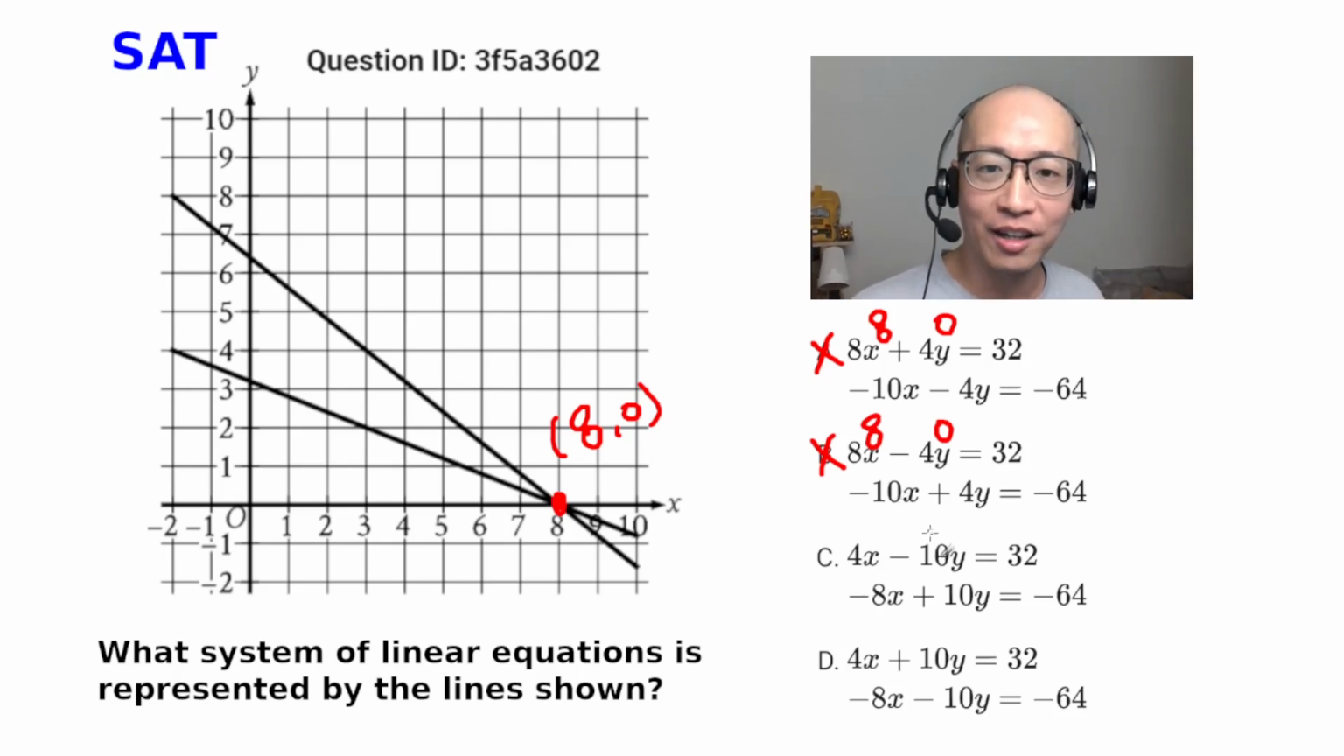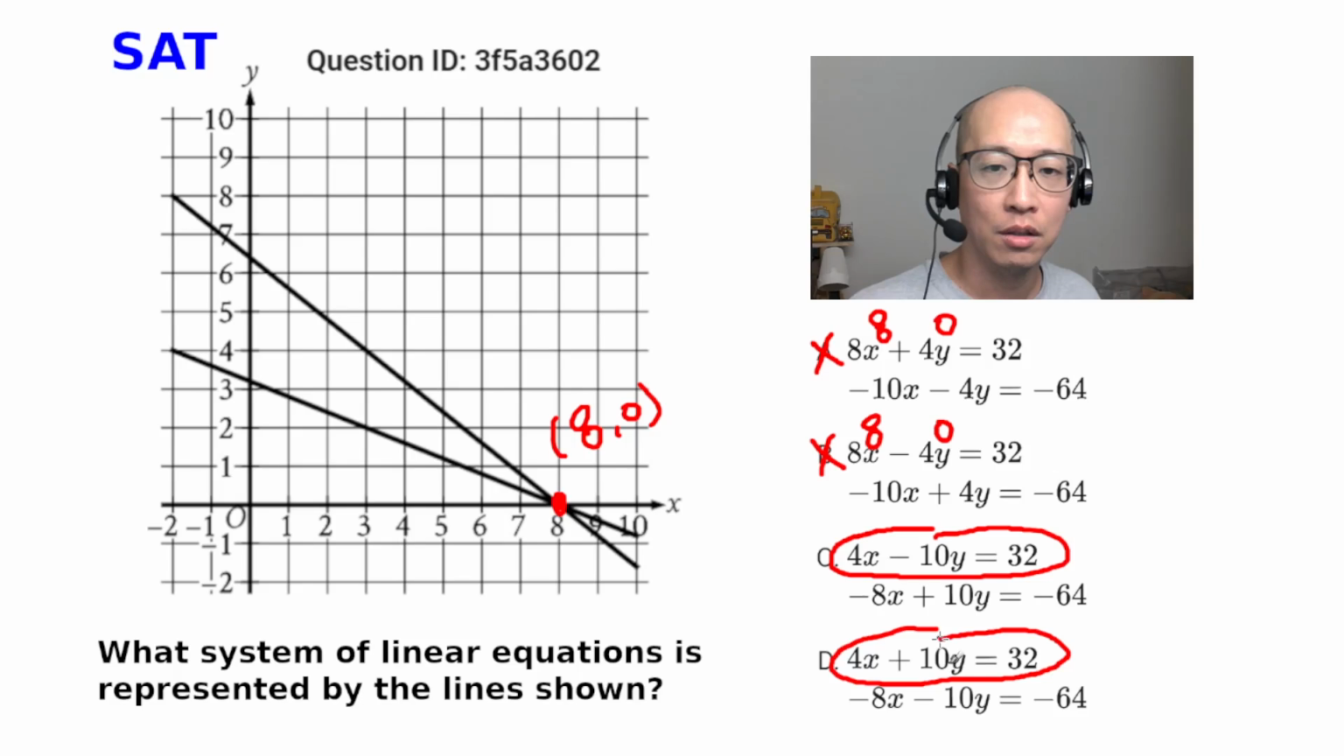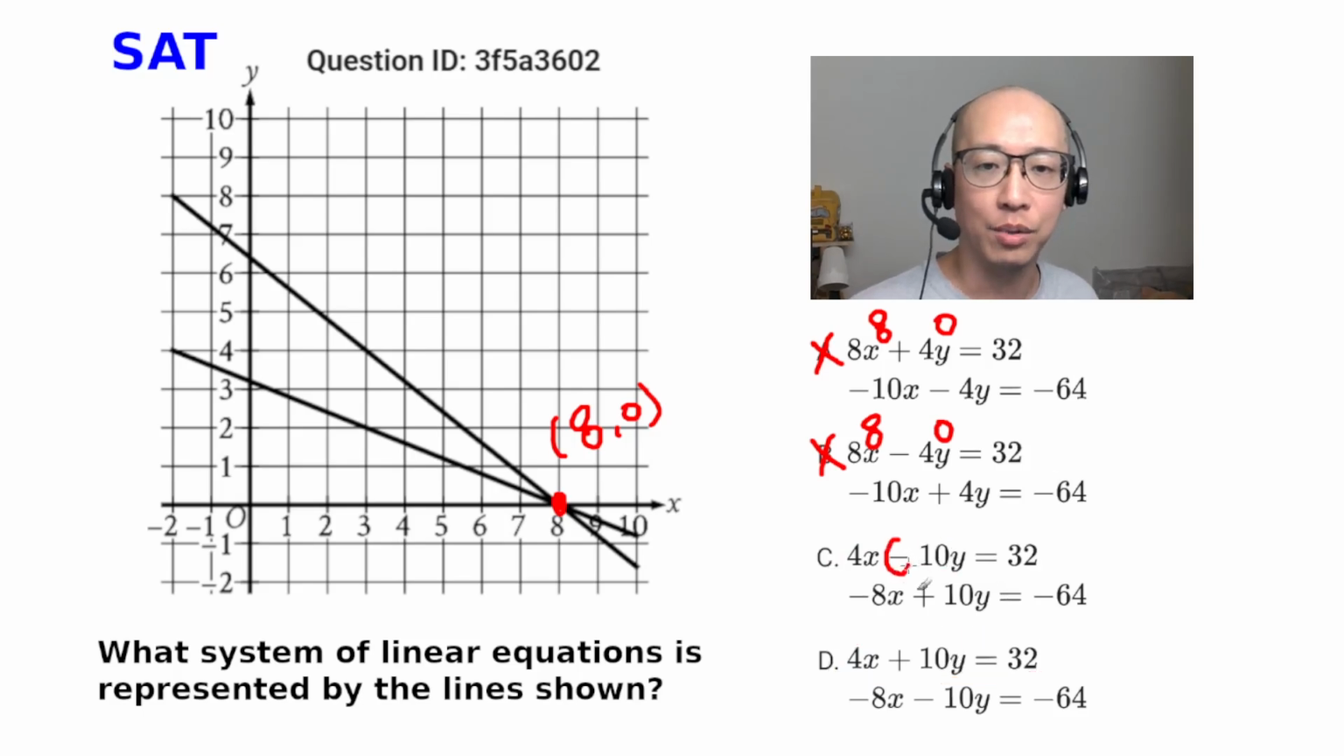So what's the difference between these two? Let's compare the first equation here, this one and this one. There's only one difference here, the plus or minus sign. So how do we decide which one?